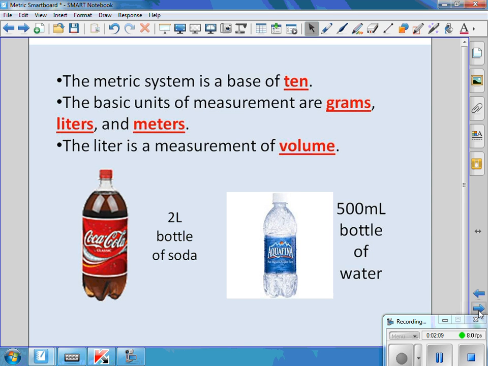And on the right, I have a 500 milliliter bottle of water. That's a regular size water bottle. Actually, that water bottle is a half a liter. So if you have 2 water bottles, then you have 1 liter of liquid.